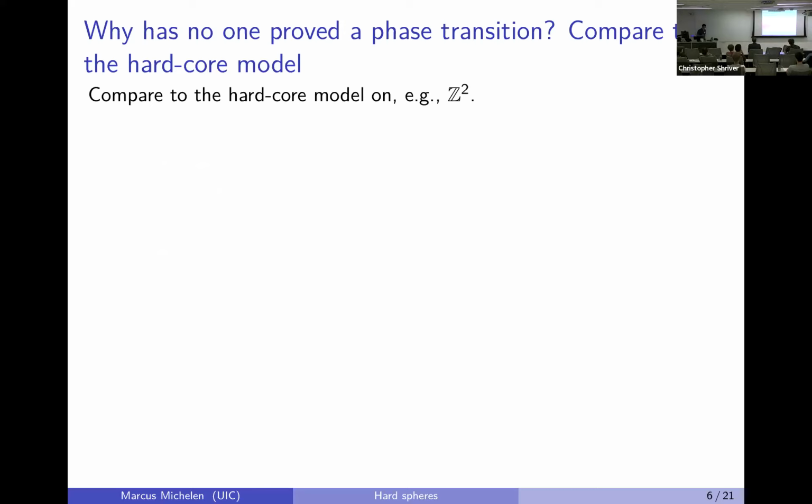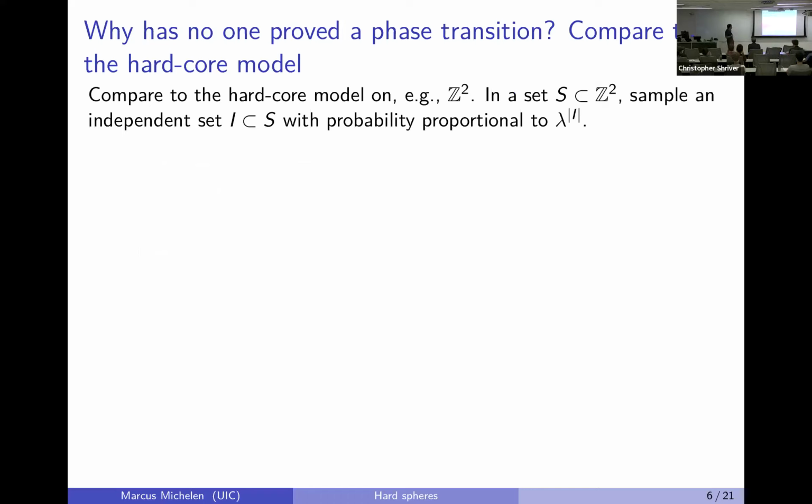So I want to think, before we say what we can prove, let's think about why no one has proved a phase transition here. I want to compare it to the hardcore model. So on Z2, for instance, just as a reminder, I'm going to sample an independent set in a box with probability proportional to lambda to the size of I. We're going to take lambda small and lambda big. And the ground states here are what we call the densest independent sets.